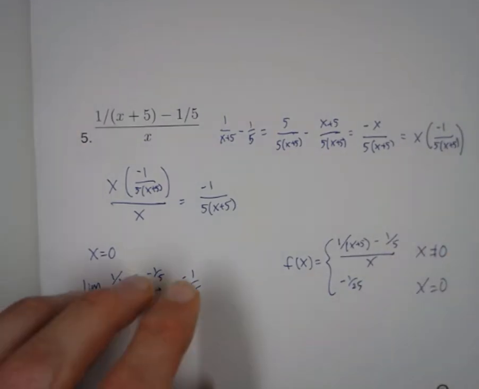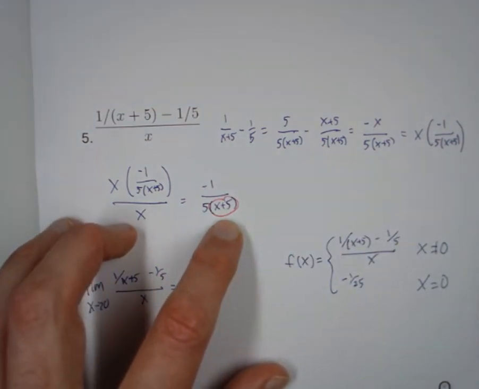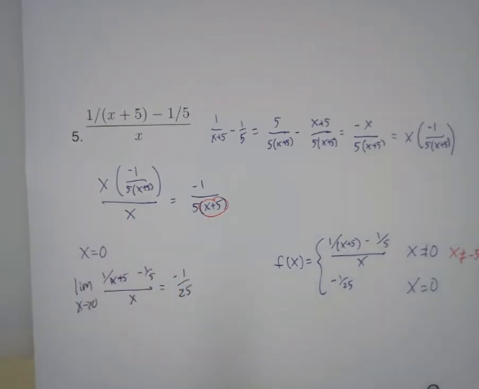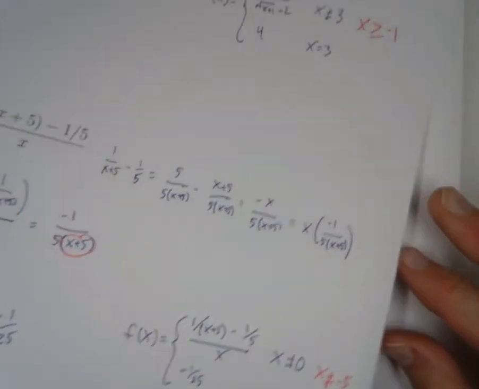Now with this problem, after we simplify, notice that we still have x plus 5 in the denominator, which we can't have, at least not when x is -5. So we have to exclude that from the domain if we want to exclude all discontinuities.